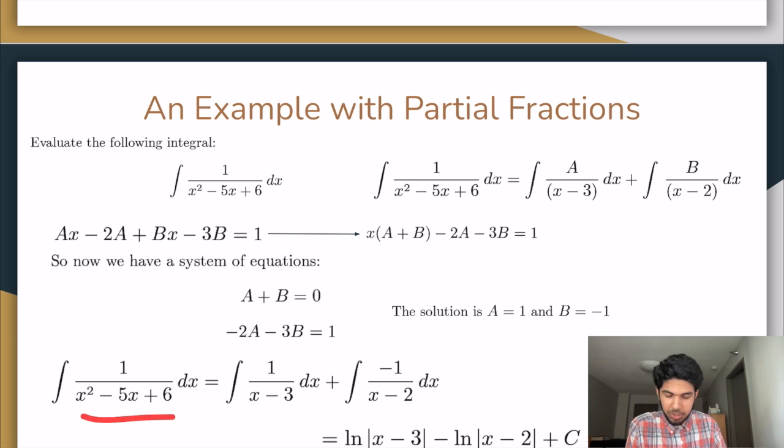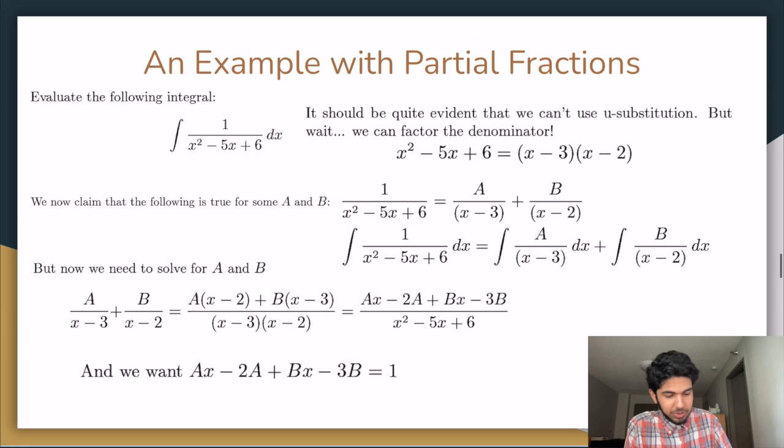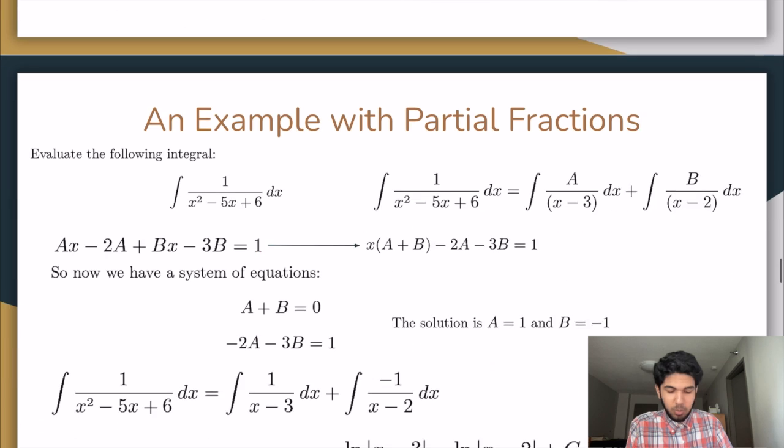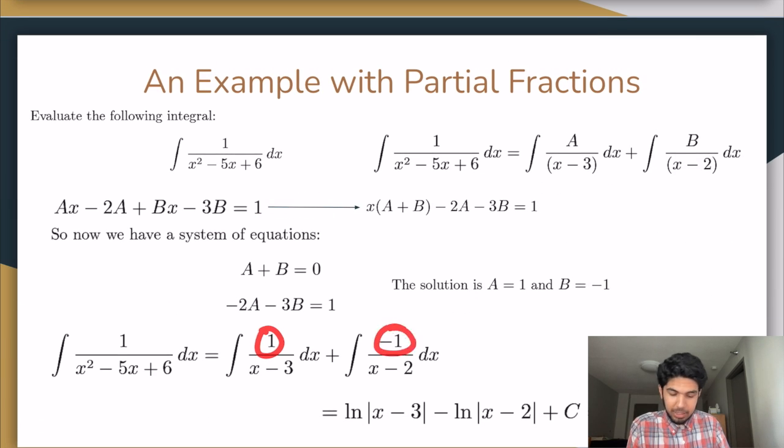So this is what we started with. We claimed that that was equal to the sum of two integrals up here. Now we're substituting in what we solved for a and b, a being 1, b being negative 1, and finally we take the integral of the right-hand side, and we get this super nice answer, which we can combine into one term, but that doesn't really matter. That's the idea of partial fractions.